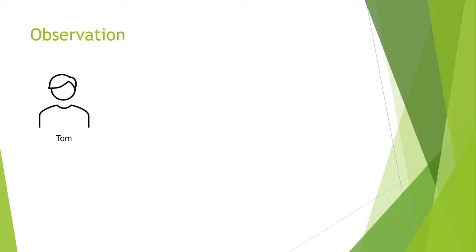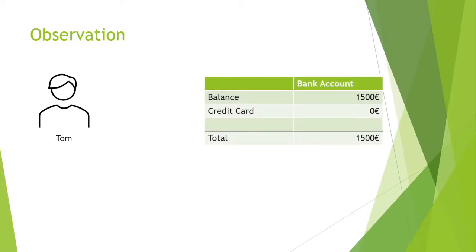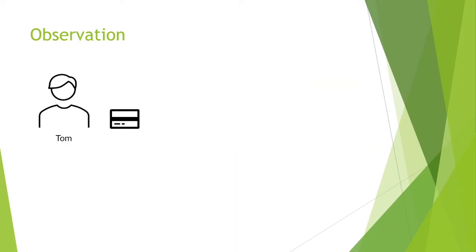Let's imagine a user, here shown as Tom, wants to go on a shopping spree. Before shopping, Tom looks at his bank account to see how much money he has and sees that he has 1,500 euros available. Tom also has a credit card that is linked to his bank account that he can use to pay for his items. With the knowledge that he has some money on his account, Tom goes shopping.